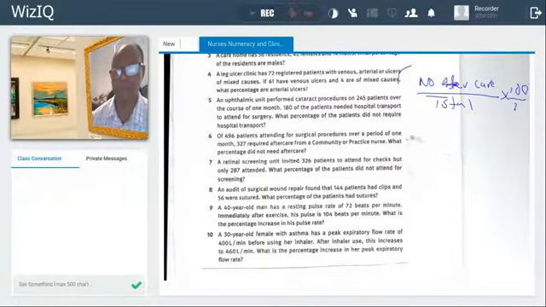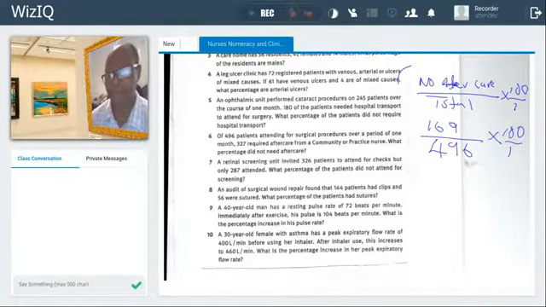So we have 169 divided by the total. The total is 496. And then you multiply by 100 over 1. Okay, so let's see if there's any number that can go in.